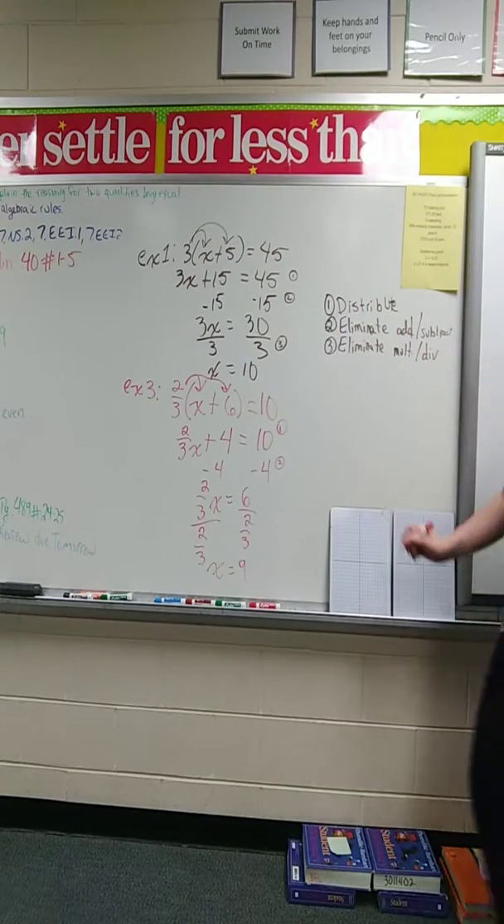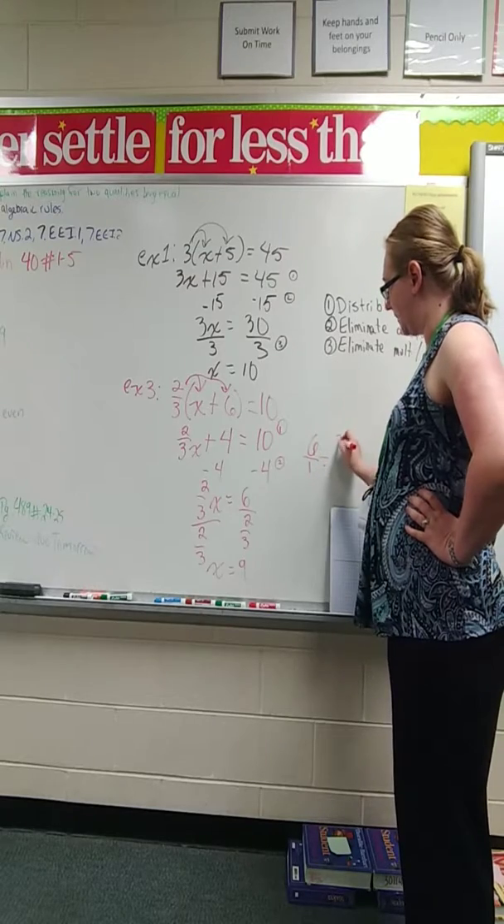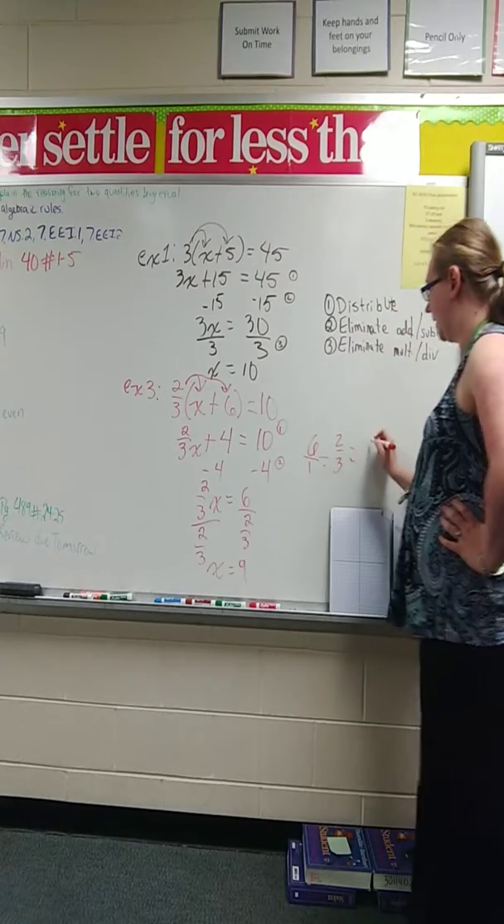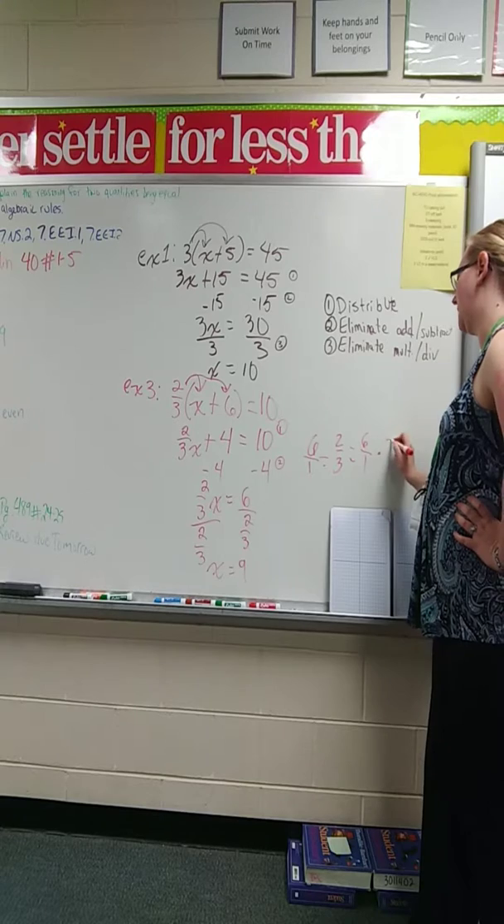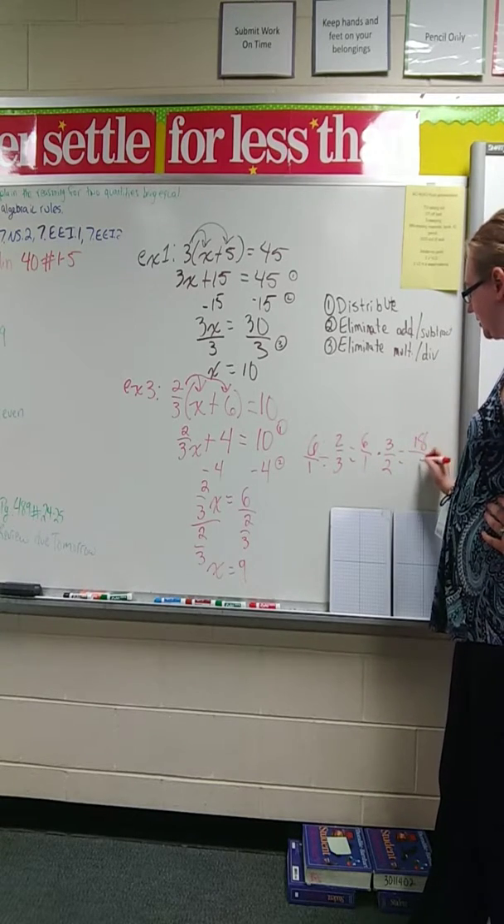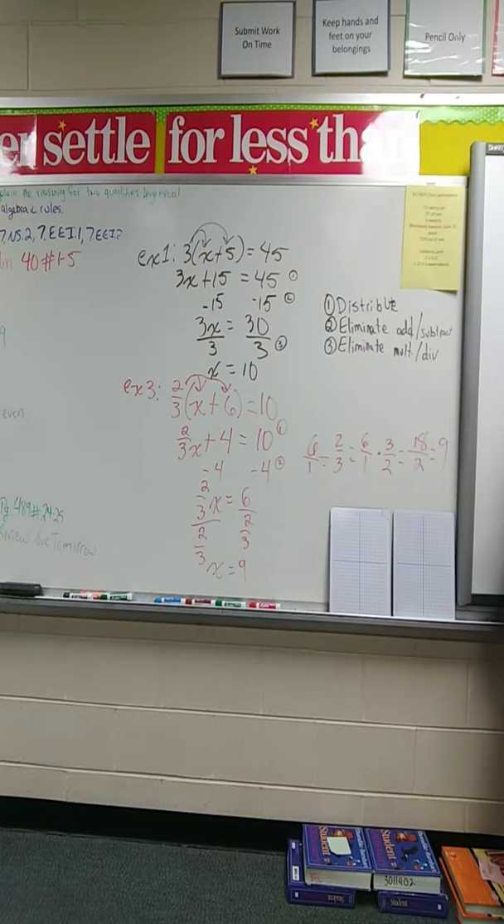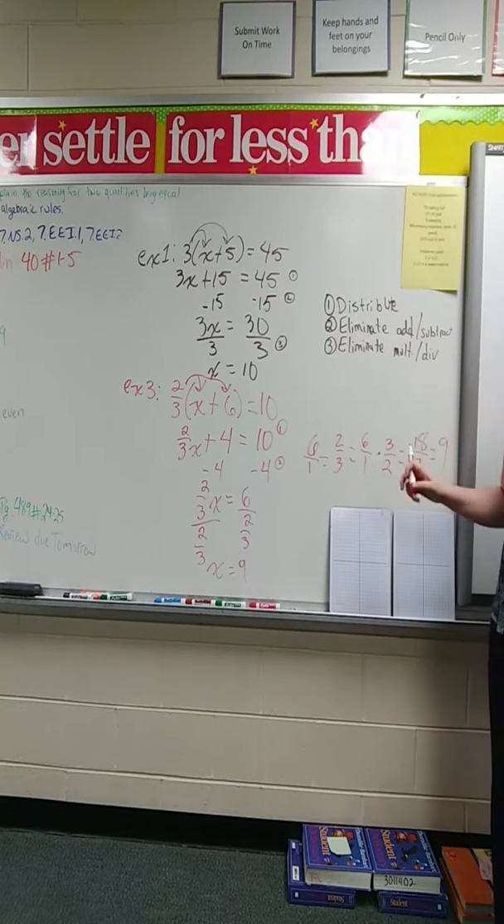How did I do that? I know that 6 over 1 divided by 2 over 3 is equal to 6 over 1 times 3 over 2. 6 times 3 is 18. 1 times 2 is 2. And 18 divided by 2 is 9. This part you can do in your calculator.